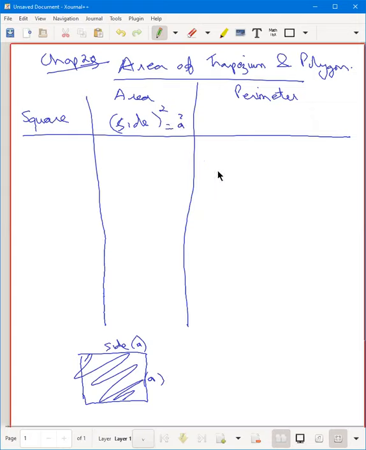Yes, sir. And what will be the perimeter? What will be the perimeter? Sir, perimeter is the boundary. So how many times will the boundary be there? 4 times A. Okay. These are basic concepts that you should know. Rectangle. Mahuri? Area?